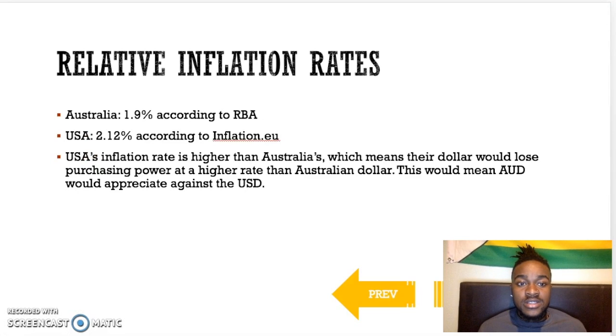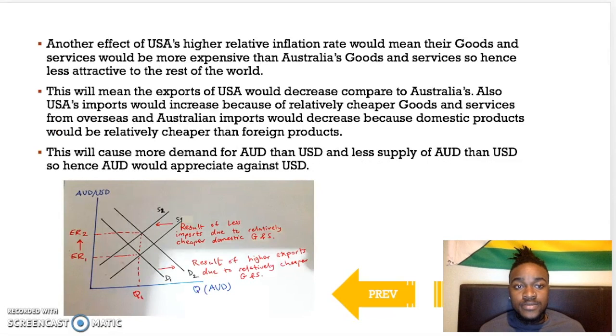Relative inflation rates. According to the RBA, the Australian inflation rate is at 1.9%, whilst America's is at 2.12%, according to inflation.eu. USA's inflation rate is higher than Australia's, which means their dollar would lose purchasing power at a higher rate than the Australian dollar. This will mean the AUD would appreciate against the USD.